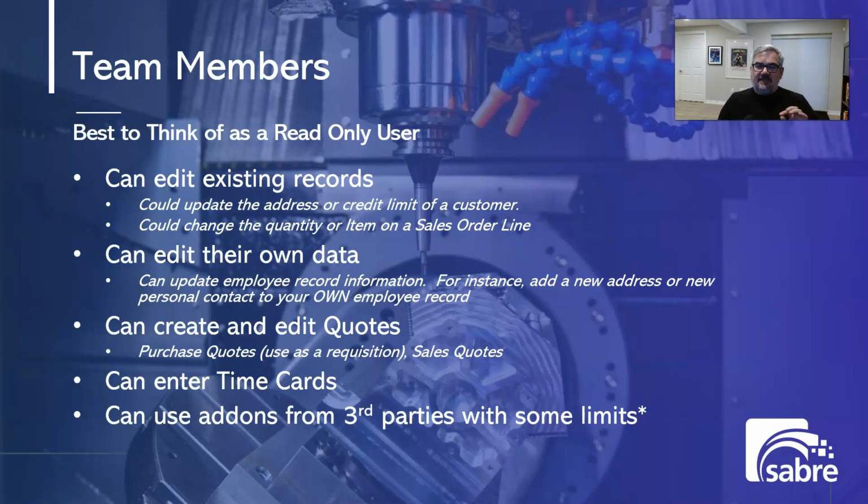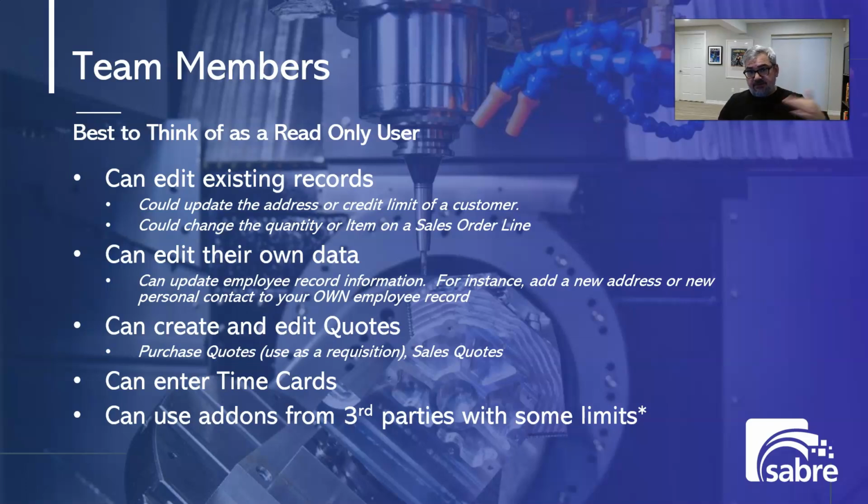Team members. It's best to think of team members as read-only. I warn customers when they're looking at getting Business Central that team members have quite limited capabilities. But there are a few things they can do that can come in handy. They can edit existing records. So if you had a person whose job was to update customers and make sure their contact information is correct, a team member probably could do that. A team member couldn't create a new contact though. So as long as the customer had contacts, they could assign them. If they needed to add new contacts, somebody else would have to do it.